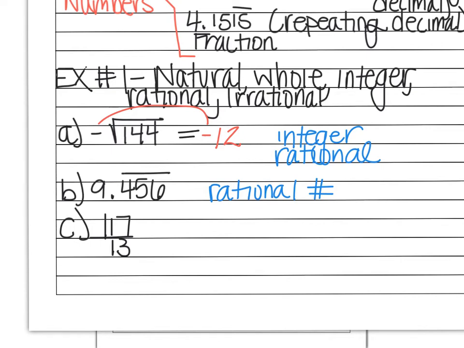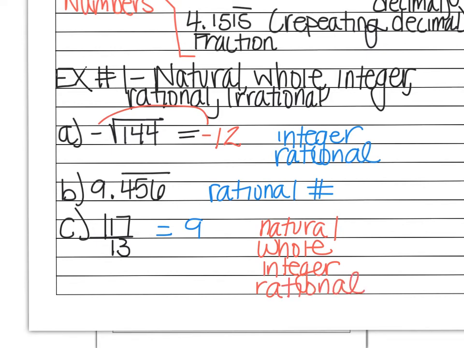Here we have a fraction. We know that 117 divided by 13 is 9. So we're looking at 9. And 9 is, going through the list, a natural number. It's also a whole number. It's also an integer. And it's also rational. So it fits in all of those categories. The only one it doesn't fit is irrational.